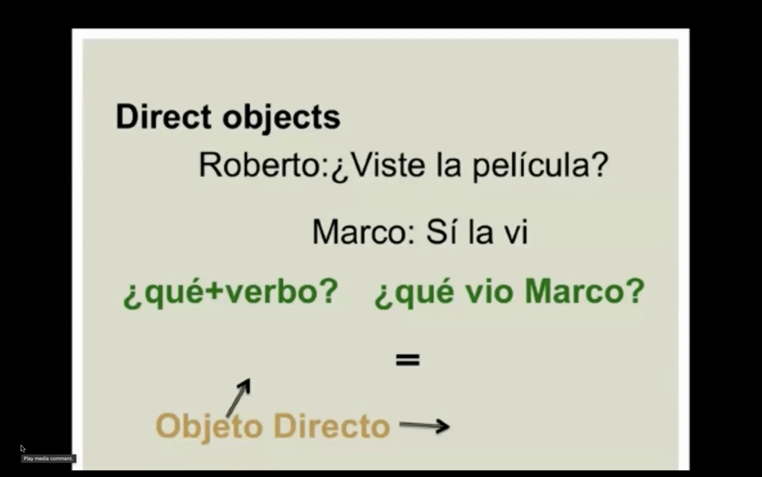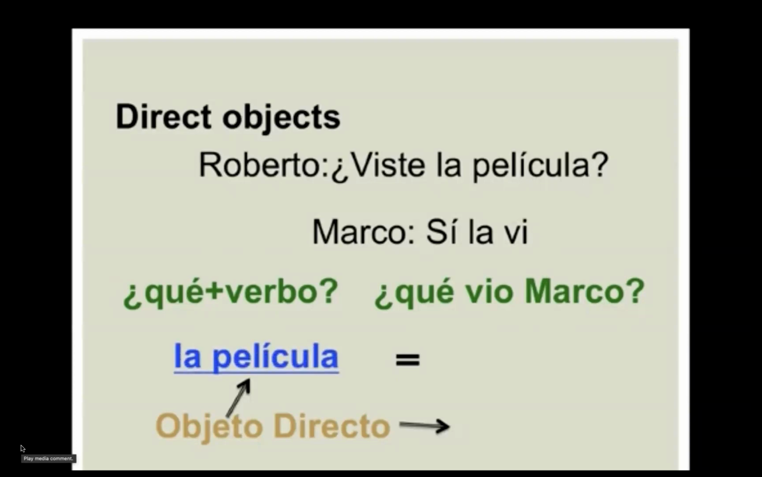Bearing that in mind, let's go to our original example, that is the brief conversation between Roberto and Marco. Roberto pregunta, ¿viste la película? Marco responde, sí, la vi. So, remember, you need to ask, ¿qué? Plus the verb. ¿Qué vio Marco? In other words, what did he watch?